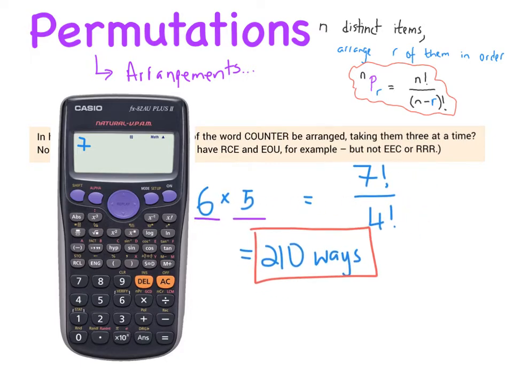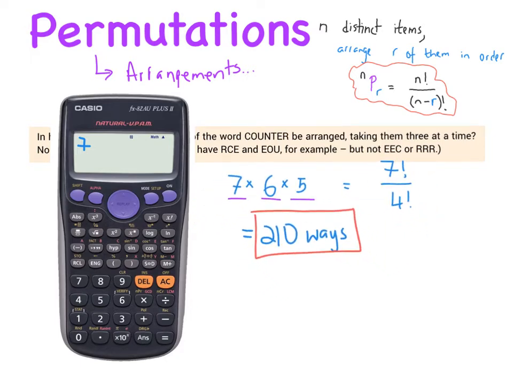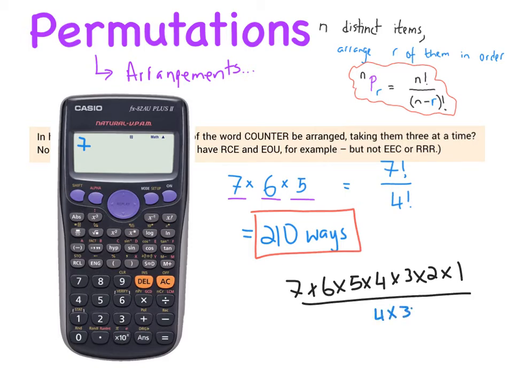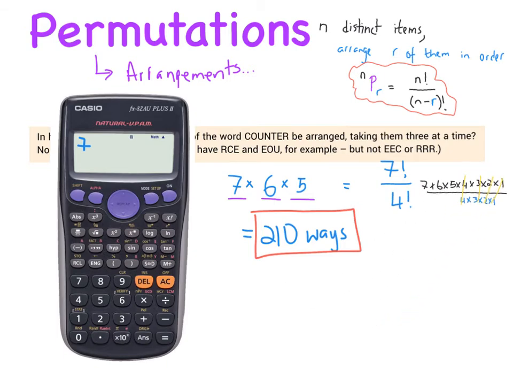And why is that? Just very briefly, 7 factorial would be 7 by 6, by 5, by 4, by 3, by 2, by 1, over 4 factorial, which is 4 by 3, by 2, by 1. And we can see the 1s cancel, the 2s cancel, the 3s and the 4s. So these two things are the very same thing. That's just a little byway there.